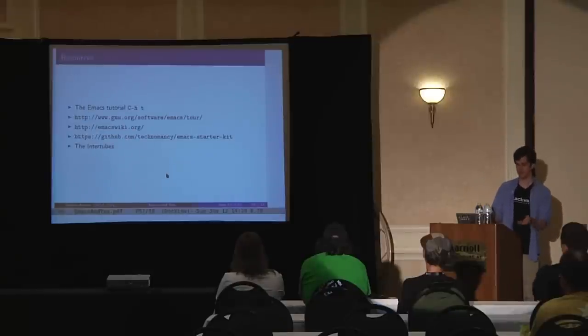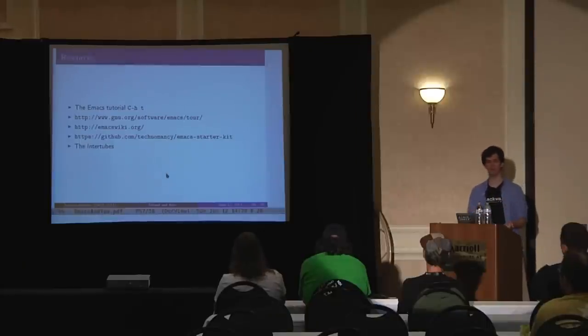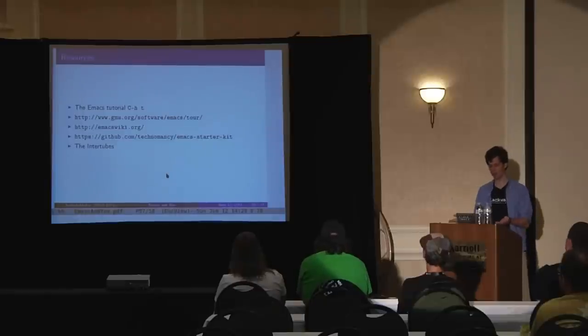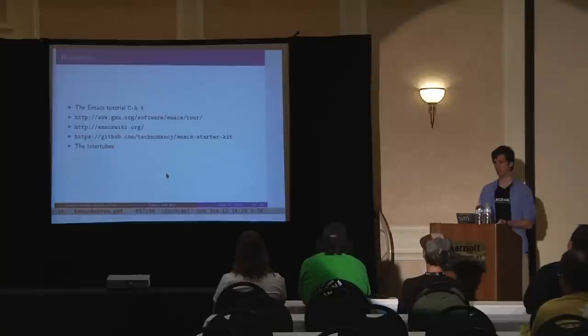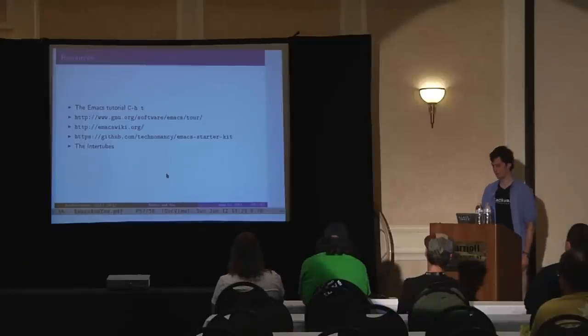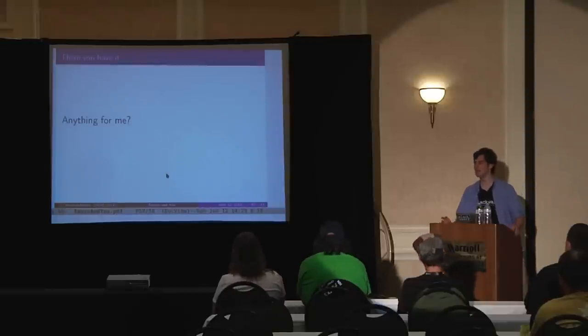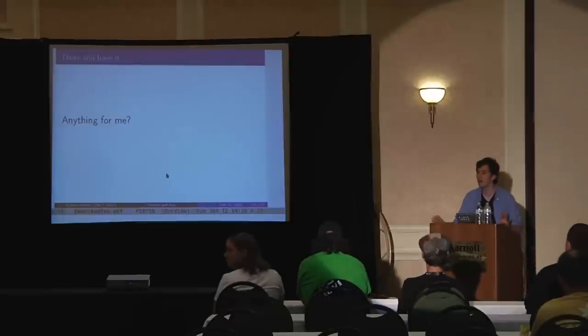Resources. There's an Emacs tutorial in Emacs, Control-H T. There are these links. The tour is where I got a lot of this information. The wiki is awesome. A good way to start configuring Emacs is to use the Emacs starter kit that Technomancy made. It's a lot cleaner than my config. I can link you to it if you want, and just Google in general. It'll probably link you to the Emacs wiki, but it is definitely helpful. So that is it. Anything for me?